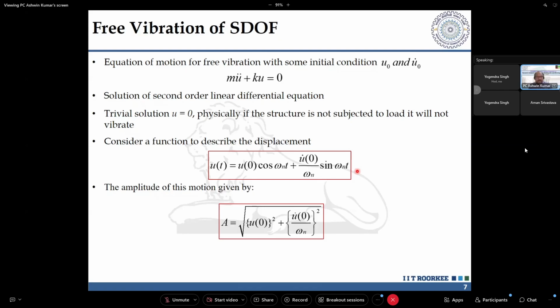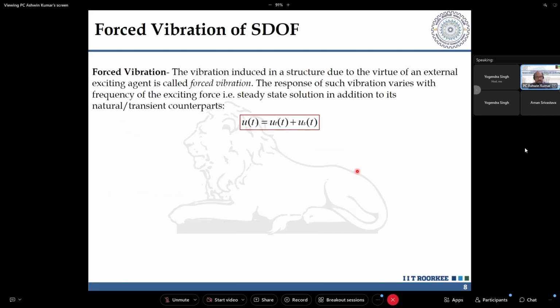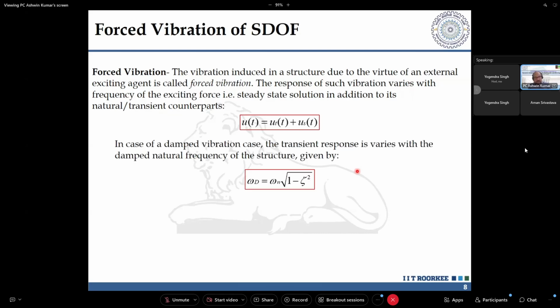And as a design engineer, what we want to know is the amplitude of this particular motion. We can find it out by taking the square root of the initial displacement squared plus this second term, right? Right now we were looking at free vibration, when there was no external force but some initial displacement or velocity was given, and we got a solution by solving the homogeneous equation. But if we have a forced vibration, which means you have an equation of m u double dot plus k u equal to p of t, how do we solve it? We have a particular solution and a homogeneous solution, right? So we have to combine both of them and find the answer.